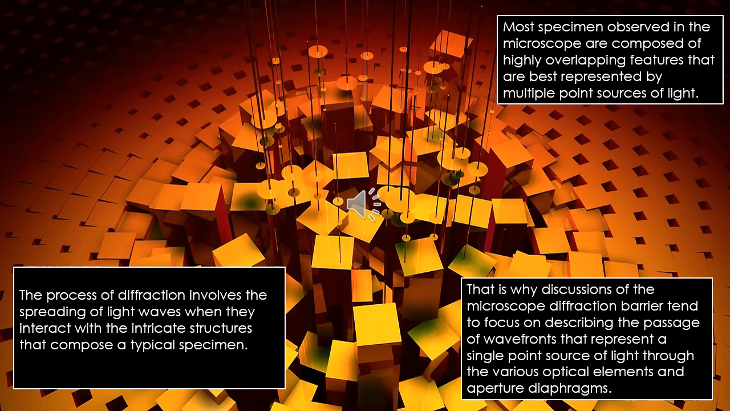The process of diffraction involves the spreading of light waves when they interact with the intricate structures that compose a typical specimen. Most specimens observed in the microscope are composed of highly overlapping features that are best represented by multiple point sources of light. That is why discussions of the microscope diffraction barrier tend to focus on describing the passage of wavefronts that represent a single point source of light through the various optical elements and aperture diaphragms.